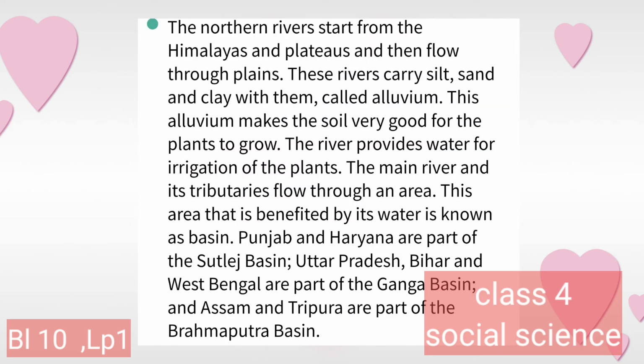All these river basins are very fertile because the northern rivers start from Himalaya and plateaus and flow through the plain. These rivers carry silt, sand and clay with them. That soil is alluvium soil, that is very fertile soil. This alluvium makes the soil very good for the plants to grow. So rivers are very important for the plain. It provides water for irrigation of plants. The main rivers and its tributaries flow through an area. This area is benefited by its water.